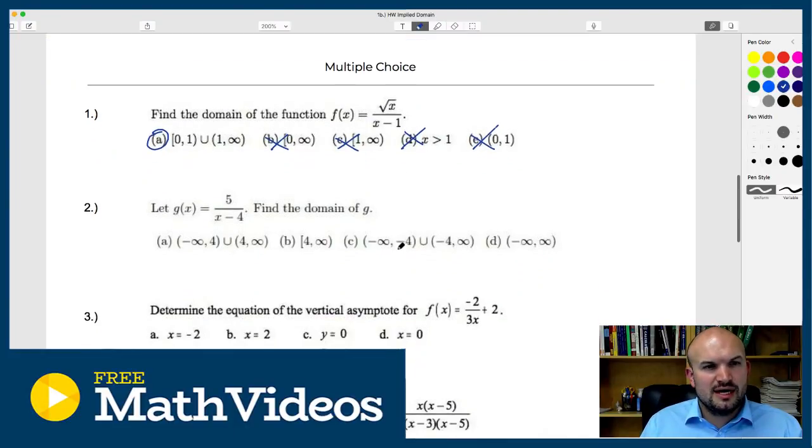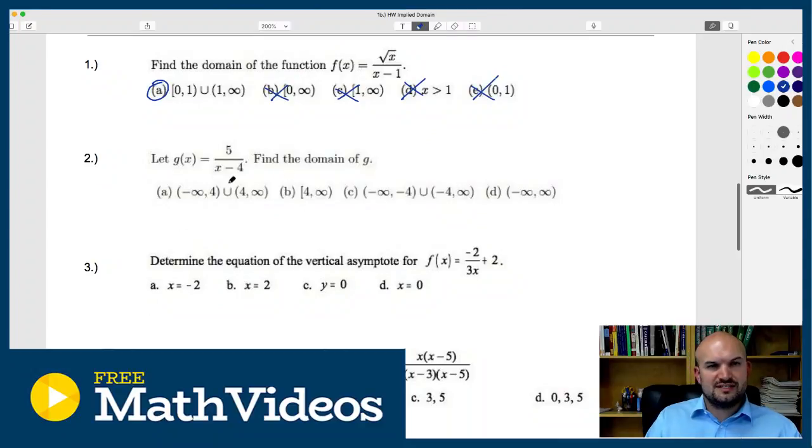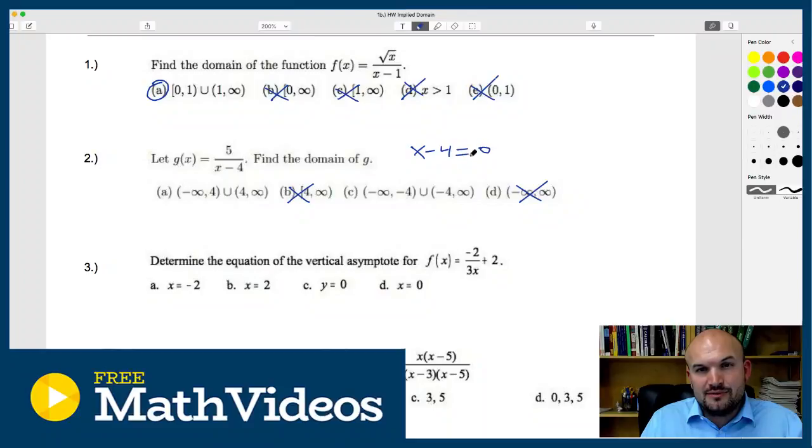All right, the next one. Let g of x equal 5 over x minus 4. Find the domain of g. So again, I'm looking at this, and I only see a rational function. So I'm asking what numbers make my denominator equal to 0, and that's going to be 4. So 4 is not in the domain. So I know that doesn't work. That one doesn't work. And then I see the difference here. Well, this one's saying negative 4, but remember, we can double check that by setting the denominator equal to 0. By setting the denominator equal to 0, you can see it's positive 4 that makes the denominator equal to 0. So that's why that one doesn't work.